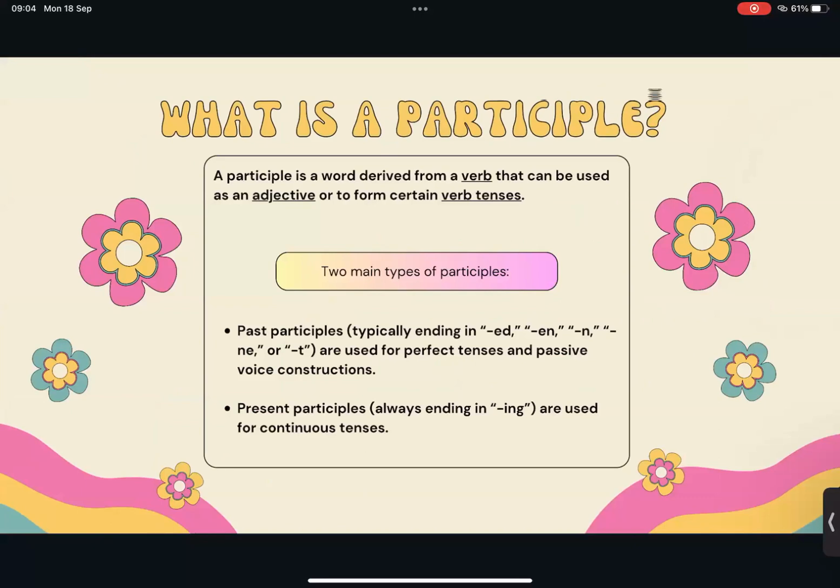A participle is a word derived from a verb that can be used as an adjective or to form certain verb tenses. There are two main types of participles. The first one is past participles, typically ending in -ed, -en, -ne, or -t, used for perfect tenses or passive voice constructions. The second one is present participles, always ending in -ing, used for continuous tenses. Next.